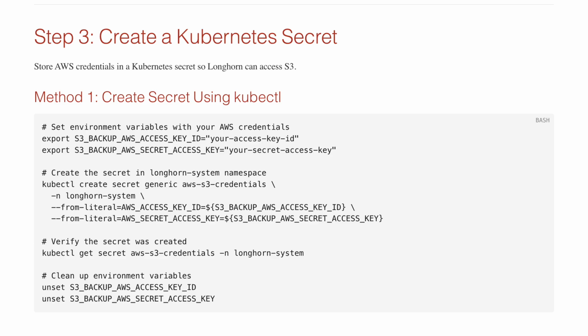For GitOps workflows, you can create secrets using YAML manifests, but never commit credentials directly to Git. Use sealed secrets, external secrets operator, or similar tools to encrypt credentials before committing.